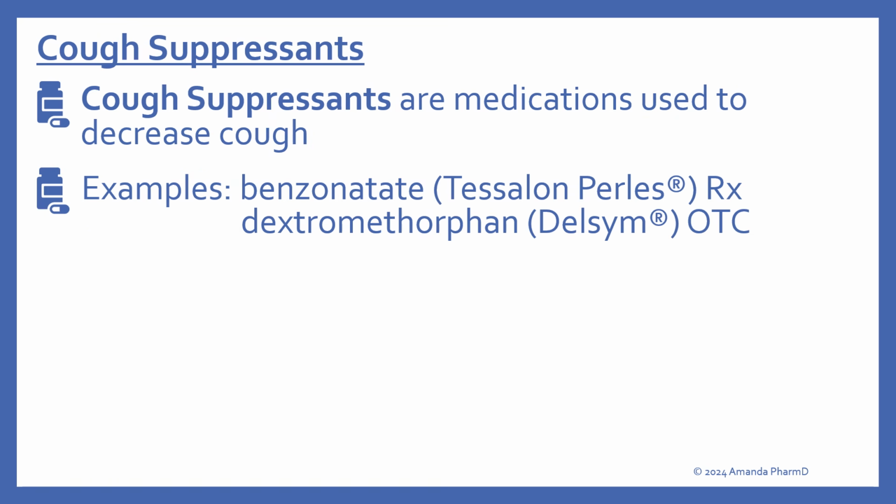Cough suppressants. These are medications used to decrease cough. Some examples include benzonatate, brand name is Tessalon Perles, and this is a prescription product, and dextromethorphan. It's the generic, the brand name is Delsym. This is an over-the-counter cough suppressant. You'll also see it in products like Robitussin DM. The DM stands for dextromethorphan.